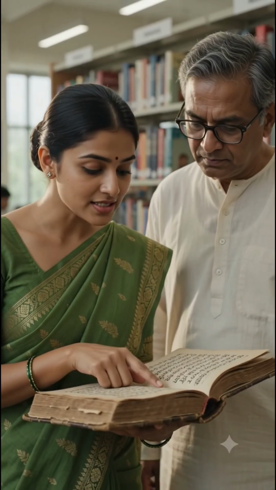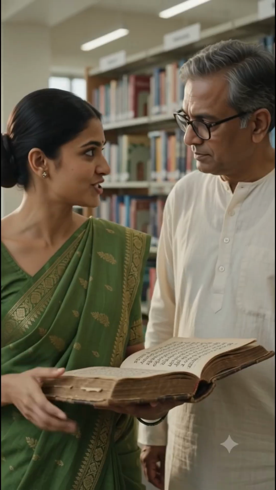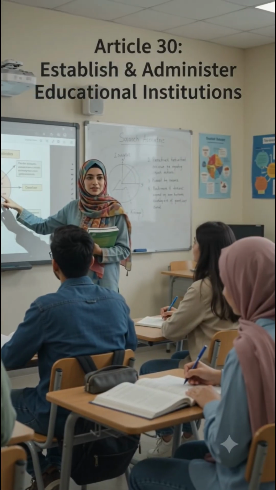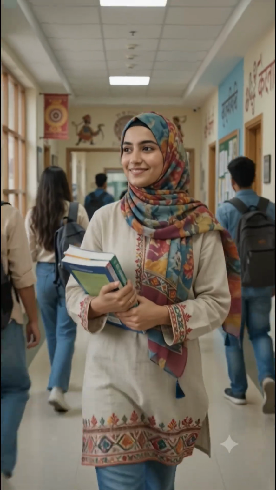Article 29 conserves distinct language, script, or culture. Article 30 empowers minorities to establish educational institutions. Article 31A protects laws for acquiring estates. It guarantees compensation for land under personal cultivation within the ceiling limits. This balances public and private rights.